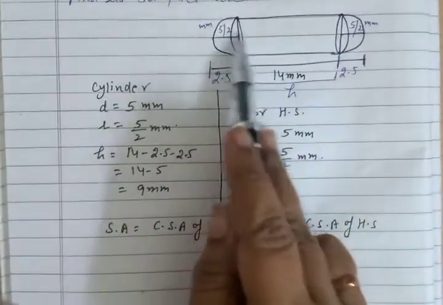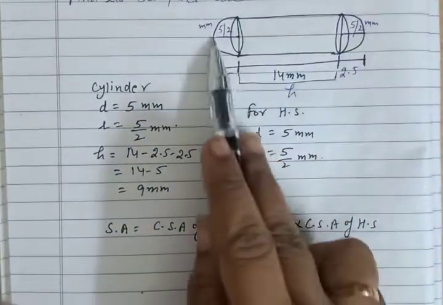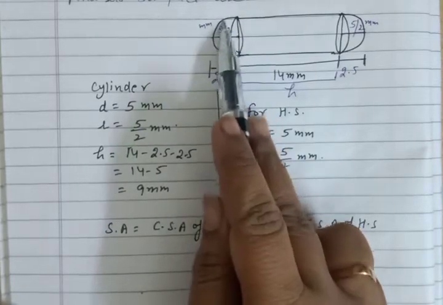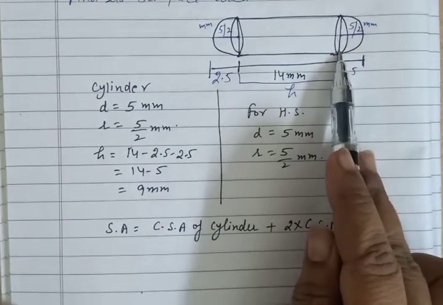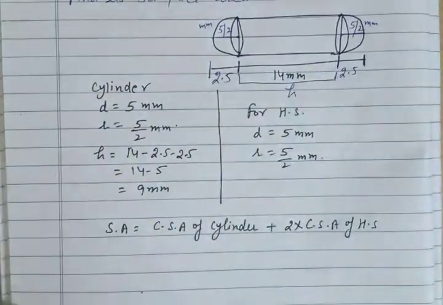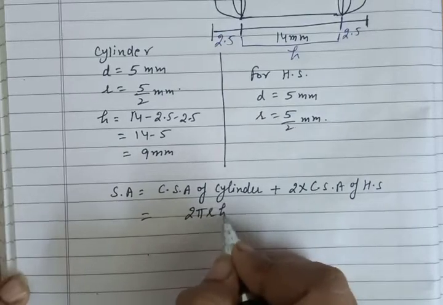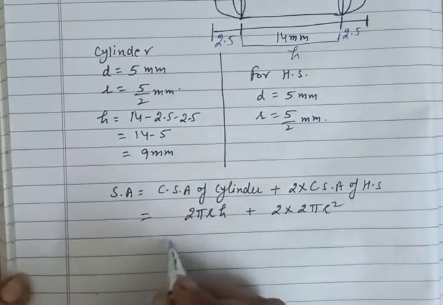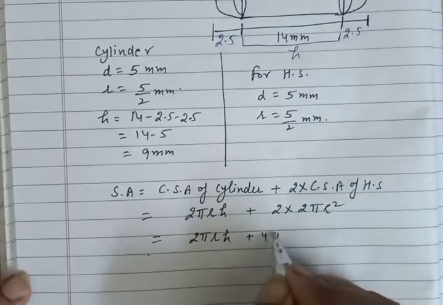We cannot go inside because this is a capsule. So the area which is exposed, which we can see in front of us, is the outer surface: this part curved surface area of hemisphere, this part curved surface area of hemisphere, and this part curved surface area of cylinder. That's why this is the formula. The formula for it is 2 pi r h plus 2 into 2 pi r square. So this will be 2 pi r h plus 4 pi r square.